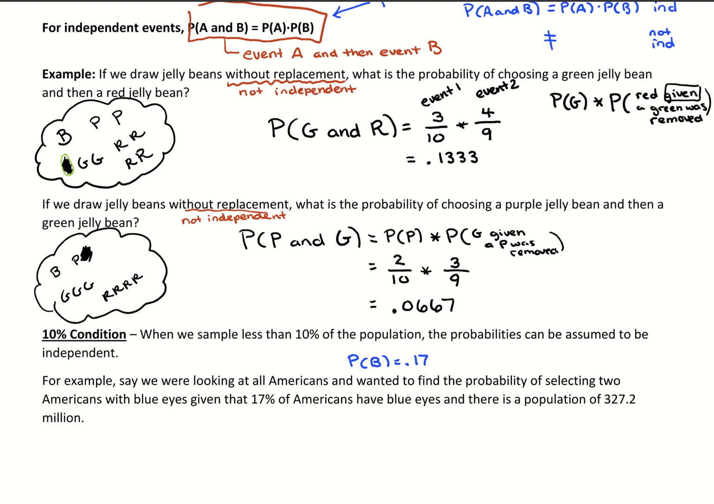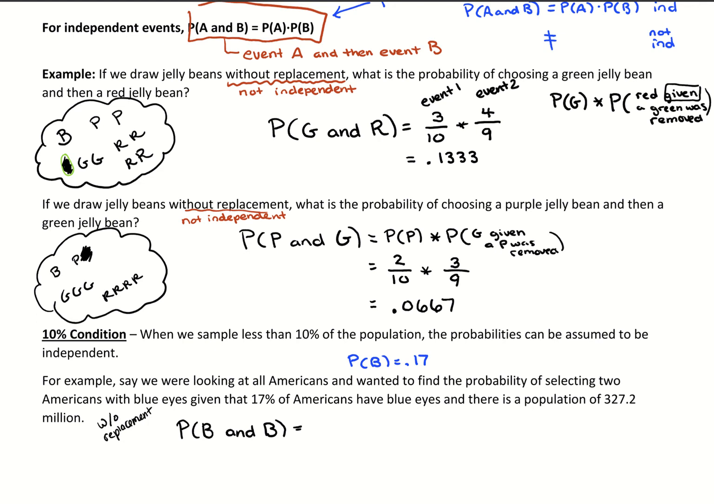If we're working with people and we're looking at the probability of blue and then a second person having blue eyes, this is working without replacement. We probably won't want to choose the same person twice in this scenario. So what you do is randomly select a person, they have blue eyes, and then put them off somewhere and then choose your second person. So this would be without replacement, which would mean the probabilities would technically change.